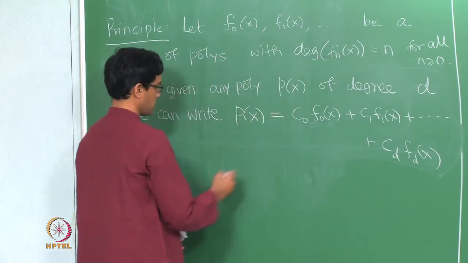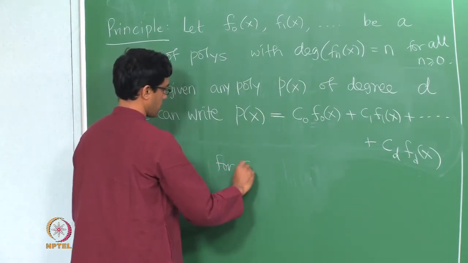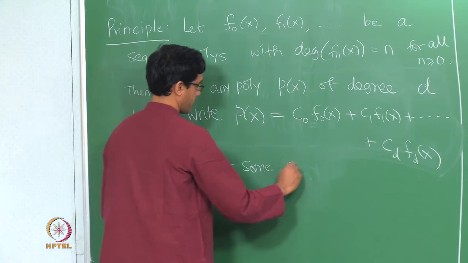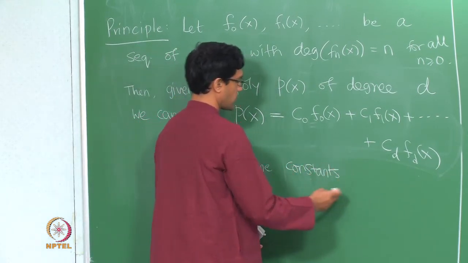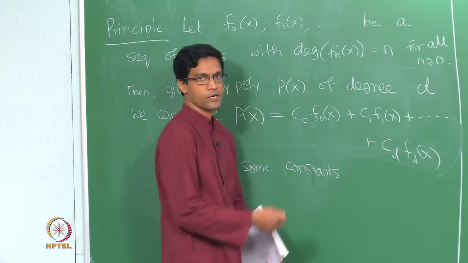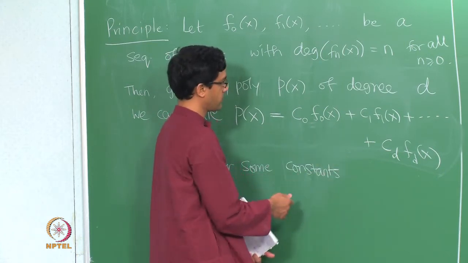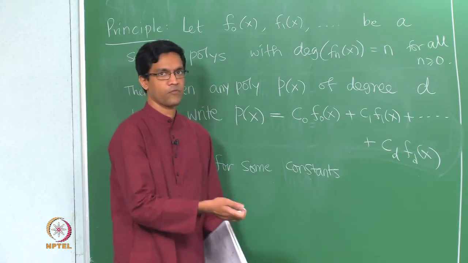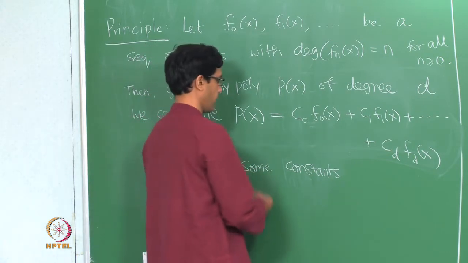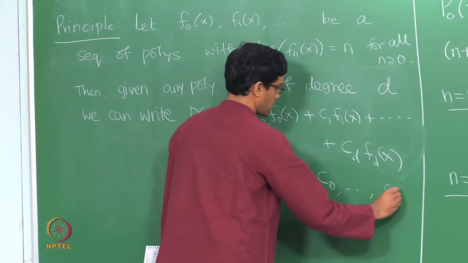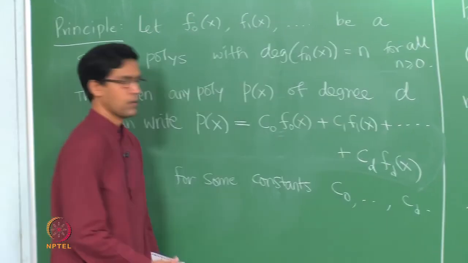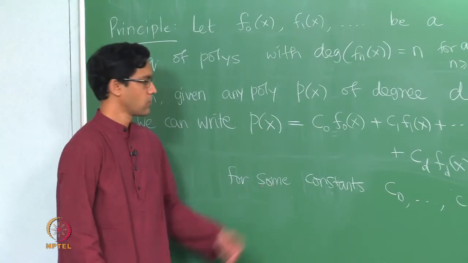For some constants C0, C1, C2. By constants I mean, if you are looking at complex numbers everywhere, then they will be complex numbers. If all your polynomials have real coefficients, then they will be real numbers, and so on. So for some constants C0, C1 till Cd. Okay, so let us just look at this for a moment.